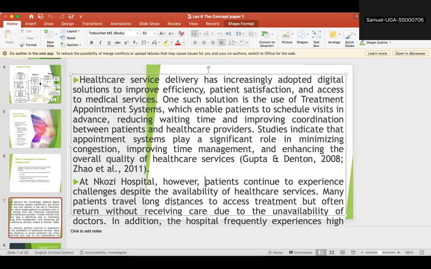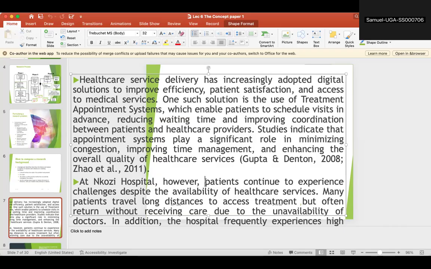At Nkozi Hospital, however, patients continue to experience challenges finding availability of healthcare services. Many patients travel long distances. At Nkozi Hospital, however, patients are still going through maybe such what? Challenges. Meaning that now you are trying to narrow, or actually bring your scope, the geographical scope, to your case study, which is going to be Nkozi Hospital. Yeah, that is your case what? Your case study. All your research is going to be centered at that.